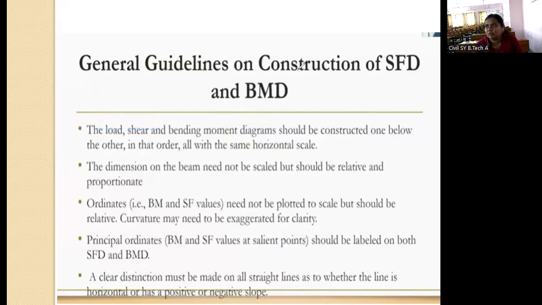After that, write down the next, fourth point. Principal ordinates (bending moment and shear force values) at salient points should be labeled on both SFD and BMD.